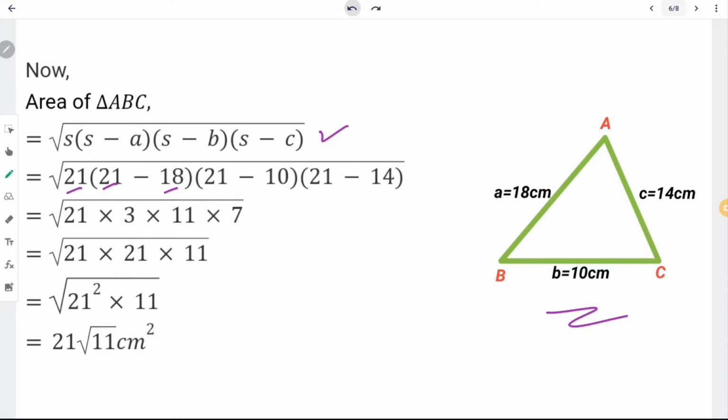Once we're done with that, let's start the subtraction inside the brackets. So 21 will be here, then 21 minus 18 is 3, 21 minus 10 is 11, and then 21 minus 14, we're going to get 7. All right, now if I multiply these two, do we get 21? 7 3s are 21, right? 11, just leave it as it is. This is a pair, so it's going to come out, and then the area of this triangle is going to be how much? 21 root 11 centimeters.